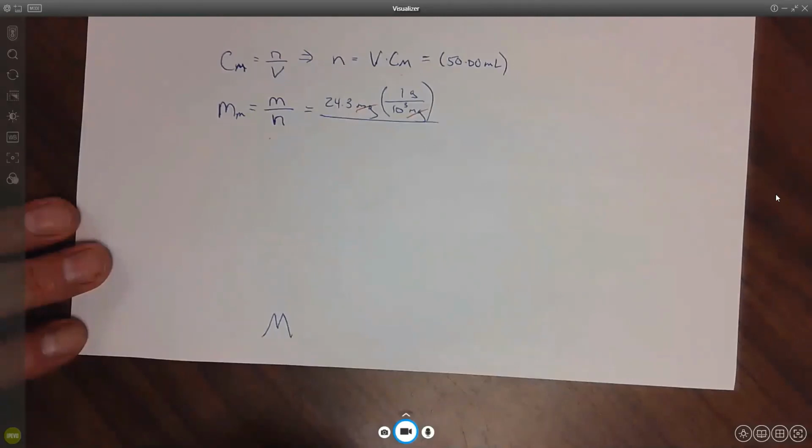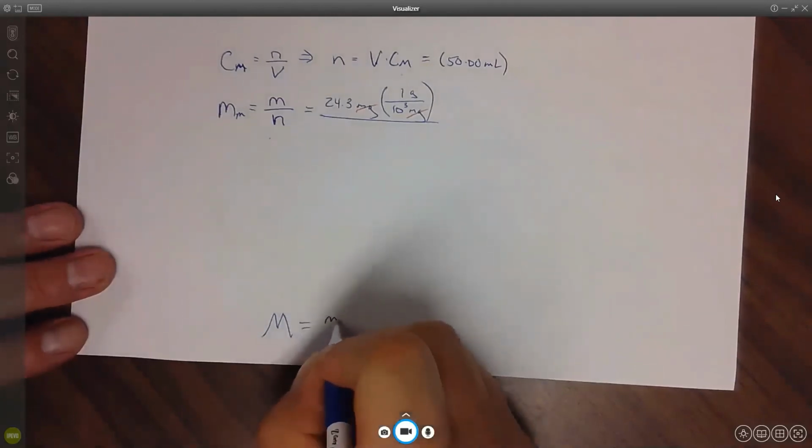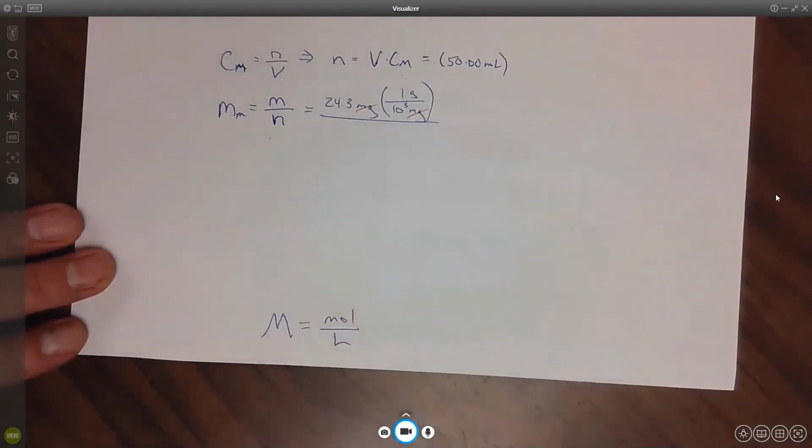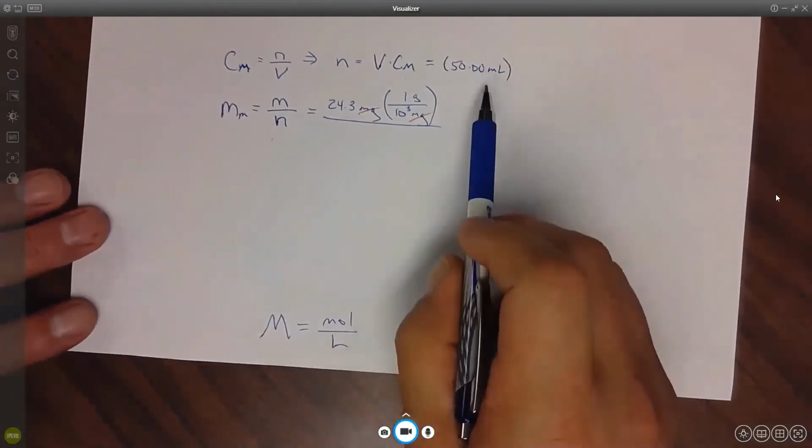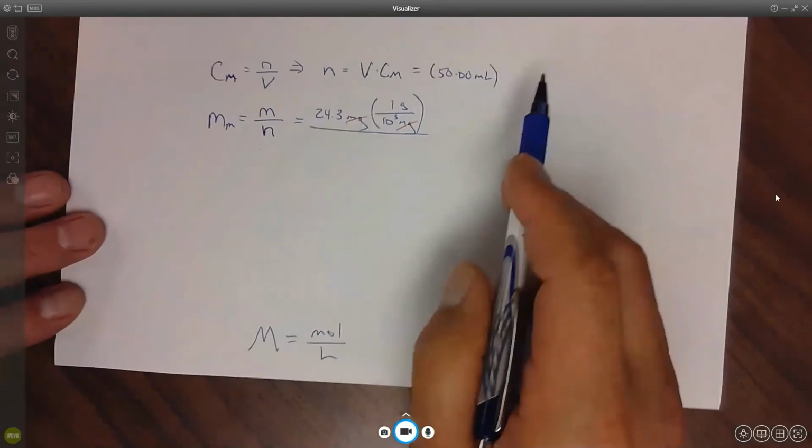Grams per liter. No, that would be density. Hold on. Didn't we already say it was just for molarity? Molarity. So it's not moles per liter? It is moles per liter. Oh, I thought we already said that. Nope, nobody said that. Sorry. Moles per liter, right? So that has units of moles per liter. So that means that this volume has got to be in liters.